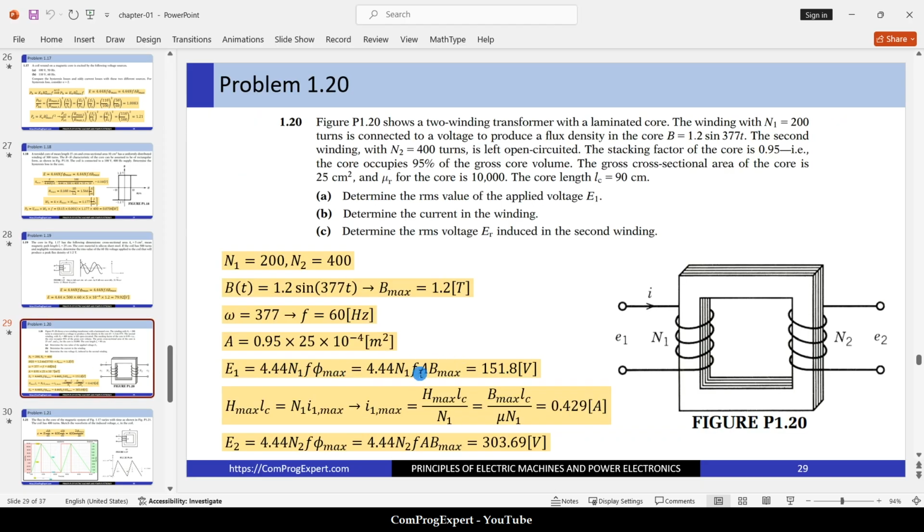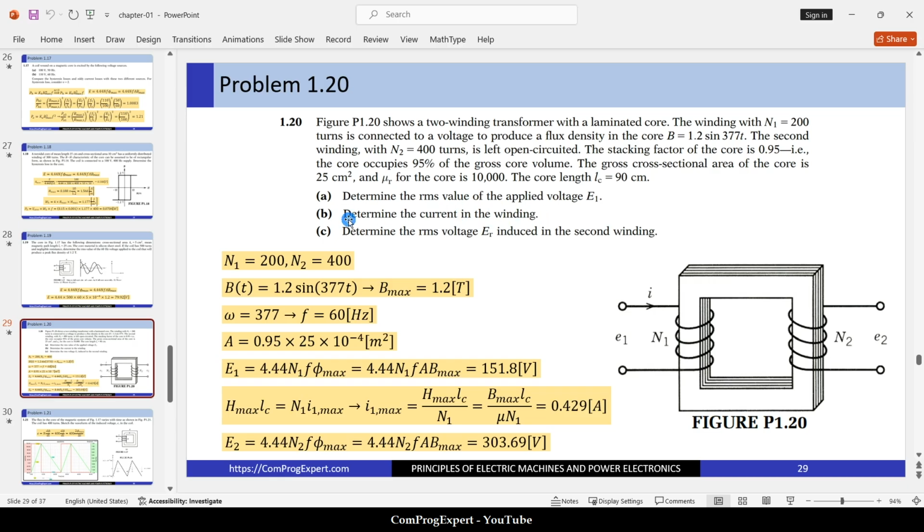And here you can replace the numbers for the frequency, number of turns, the cross-section area of the net iron, and B max. So we can calculate the amount of the applied voltage, that is 151.8 volt. So the next one, determine the current in the winding.